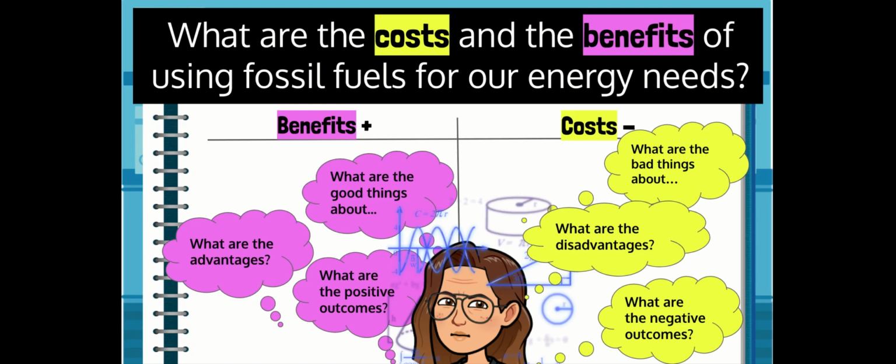And when we think about those things, we can't just think about the advantages for fossil fuels, right? We have to think about perspectives, if you remember. So we have to think about what are the good things or the advantages or the positive outcomes for people? But we also have to think about the positive outcomes for the environment. And we could also think about the positive outcomes financially. That's always important. When we think about the costs, we want to think about the disadvantages or the negative outcomes for not only humans, but also the environment.